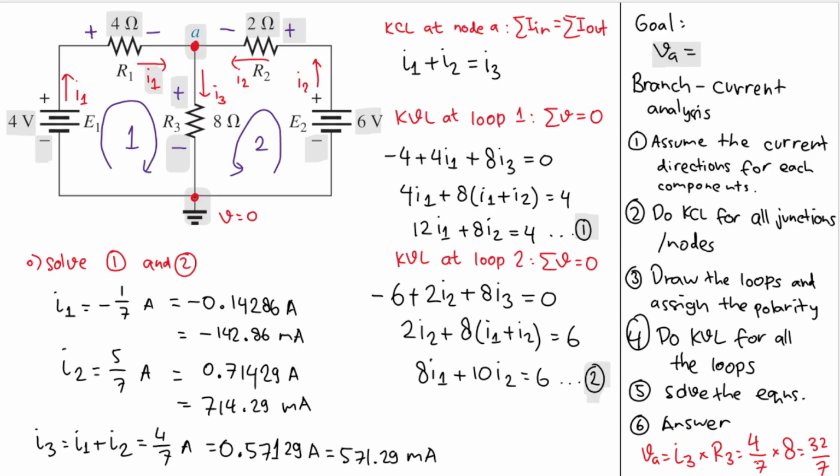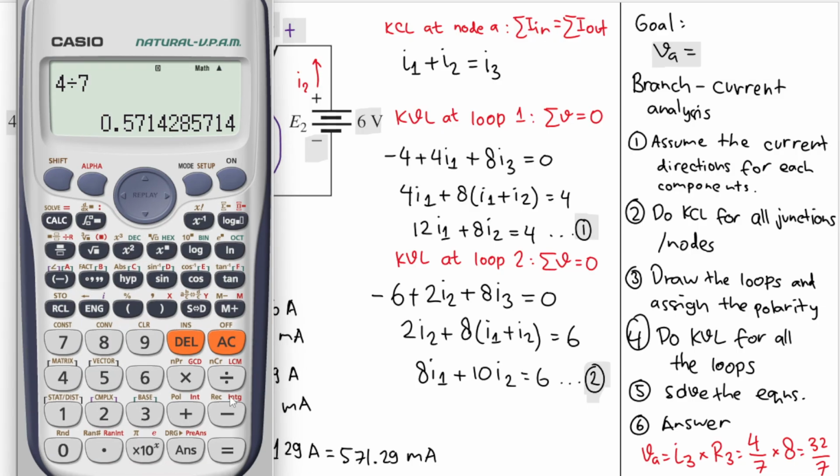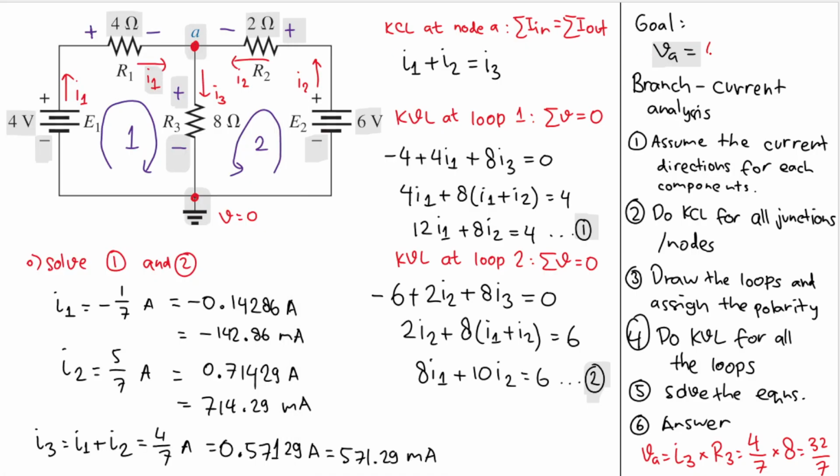But then 32 over 7, what is it? Let's use the calculator for that. 32 divided by 7 will be 4.571 here. And the unit will be volt, right? And that is the final answer for this question. And we have achieved our goal here.